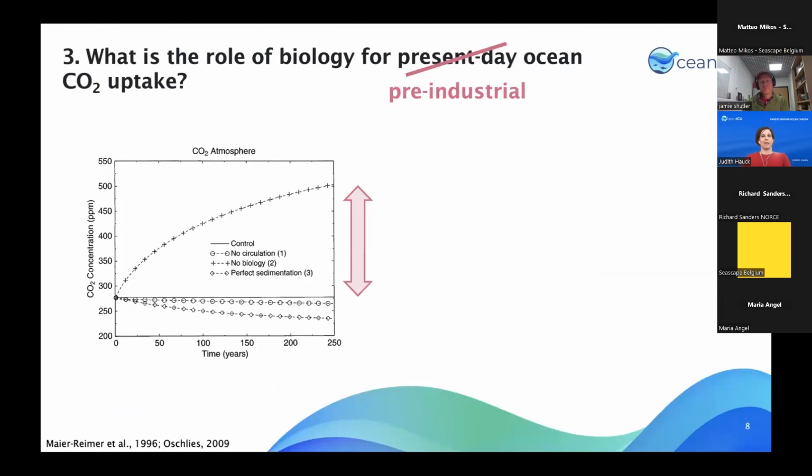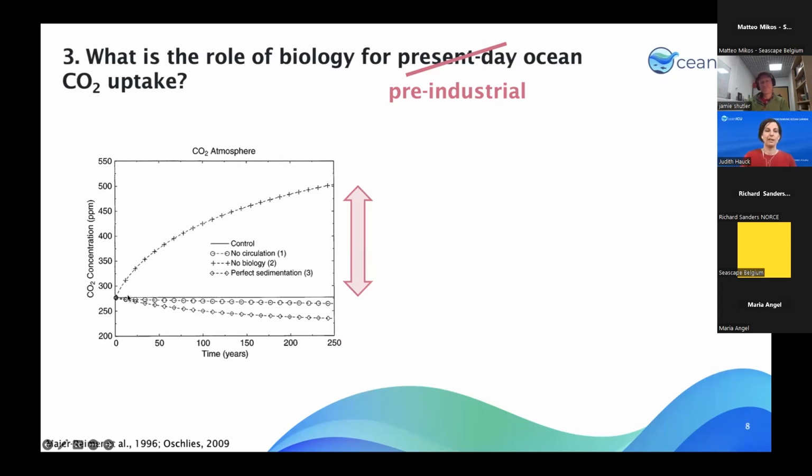Okay, so what is the role of biology for present-day ocean CO2 uptake? And here, in fact, I would like to make the point that most of the evidence we have for this really looked at the pre-industrial ocean carbon uptake and not at the present day, because in the transient state, it's going to be different from the pre-industrial steady state. And what this figure shows is a very much cited figure from Ernst Maier-Reimer from 1996, who did model experiments with a dead ocean essentially.